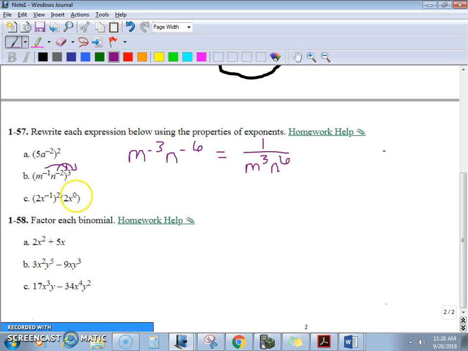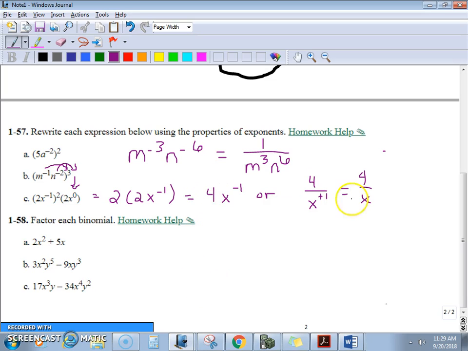This next one's pretty easy. Anything to the 0 power is just 1, remember? So 2 times 1 is just 2. So what this is actually equal to is 2 times 2x to the negative 1, which is just 4x to the negative 1. Or, if you want to do it only as a positive exponent, 4 over x to the positive 1. Or I guess that would just be 4 over x. All of these are correct.